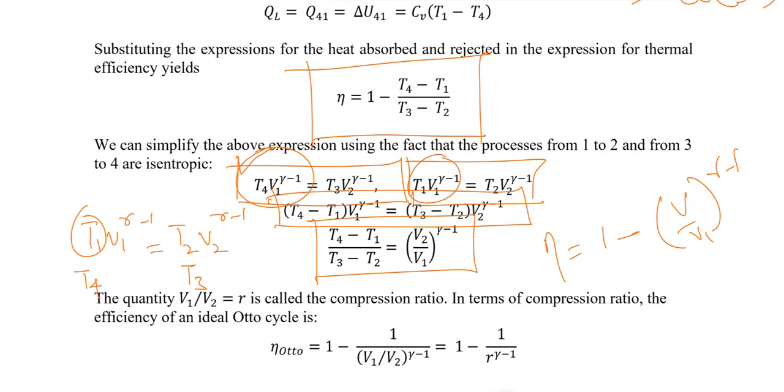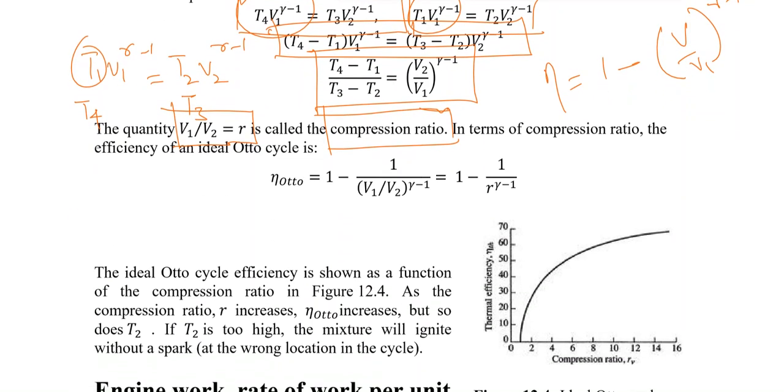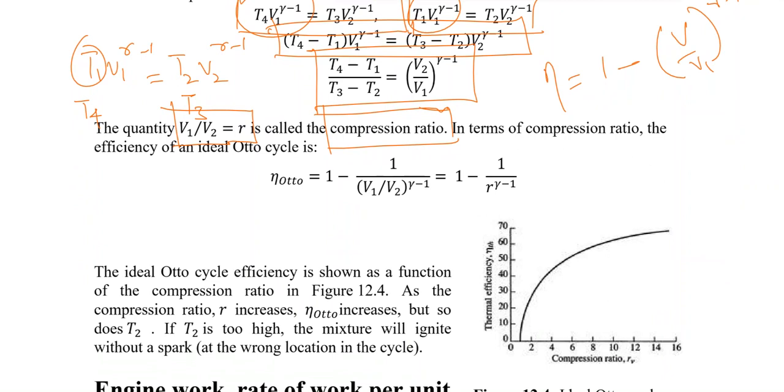Now the quantity V1 by V2 is equal to R, and obviously this is what we call the compression ratio. It is the ratio from moving from the top dead center to the bottom dead center, or the bottom dead center to the top dead center. In terms of compression ratio, the efficiency of the Otto cycle would be equal to 1 minus, as we have said over here, 1 over R raised to gamma minus 1, keeping in view that it is V1 by V2 over here.